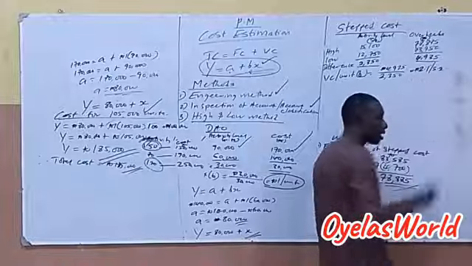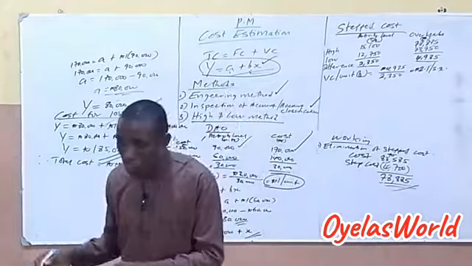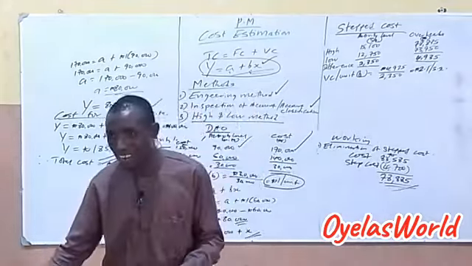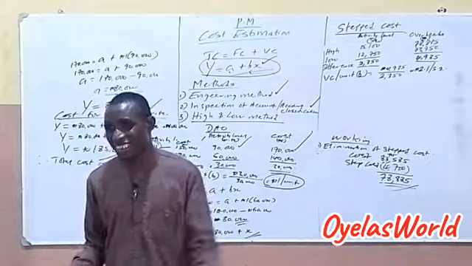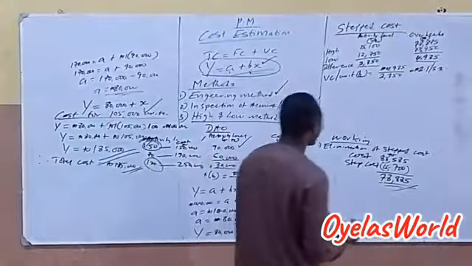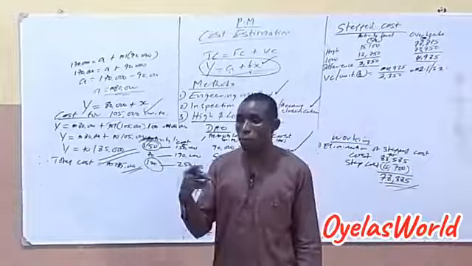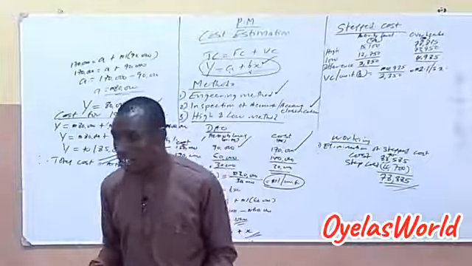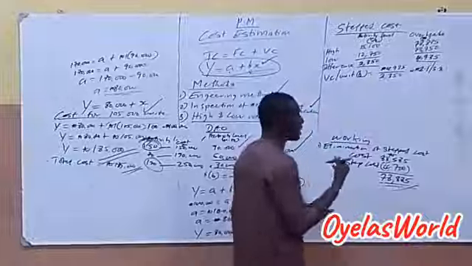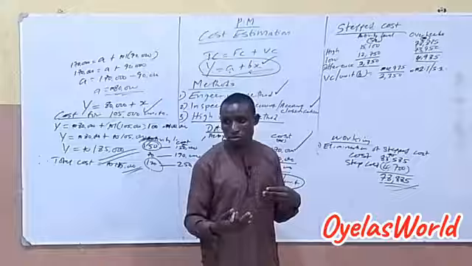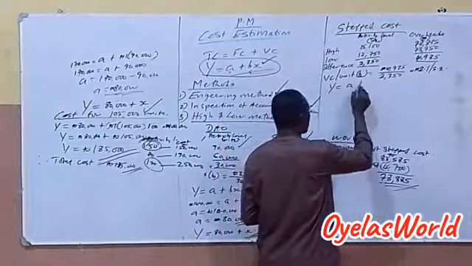If it is per hour, it's per hour. If it's per direct labor hour, it's a direct labor hour. If it's per machine, it's per machine hour. So now, you have seen that the variable cost per unit, per square meter, is 2 naira 10 kobo. So we can now use that to determine the fixed cost. So our y equals a plus bx.